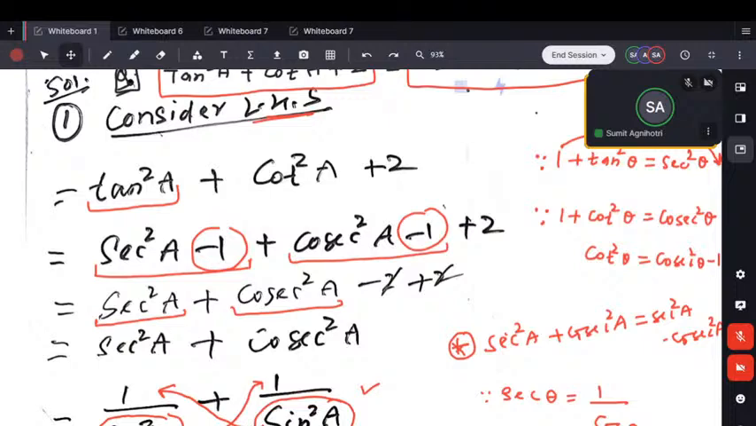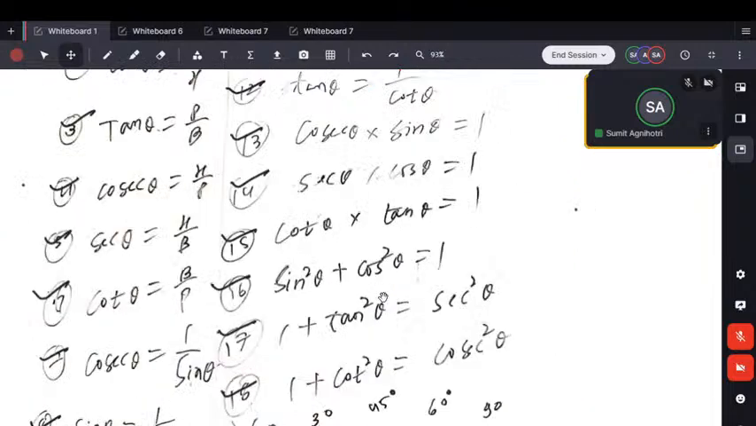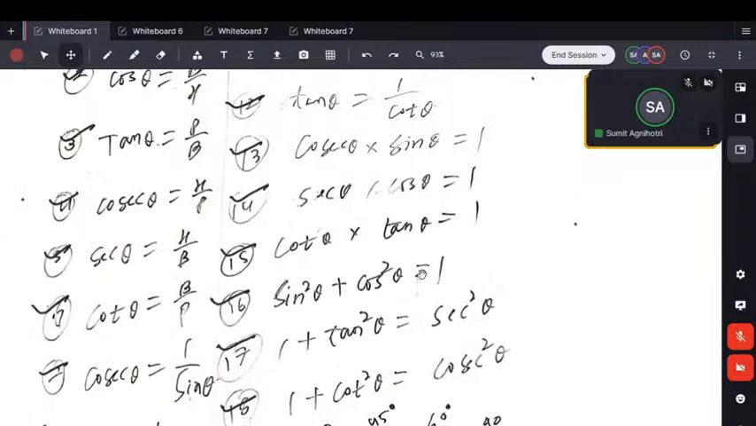Sine is p over h, cos is b over h, tan is p over b, cosec is h over p, sec is h over b. Okay, cot is b over p. Cosec is 1 over sine as well, sine is 1 over cosec as well, sec is 1 over cos, then cos is 1 over sec, tan is 1 over cot, cot is 1 over tan. Cosec into sine is 1, sec into cos is 1, cot into tan is 1.